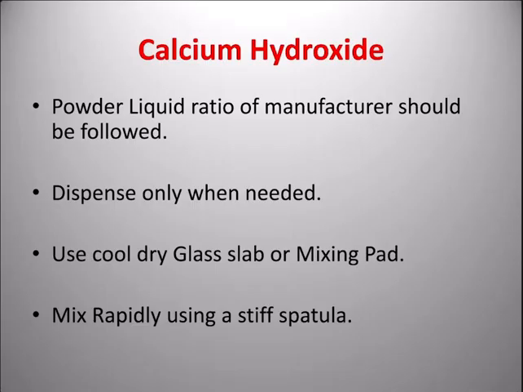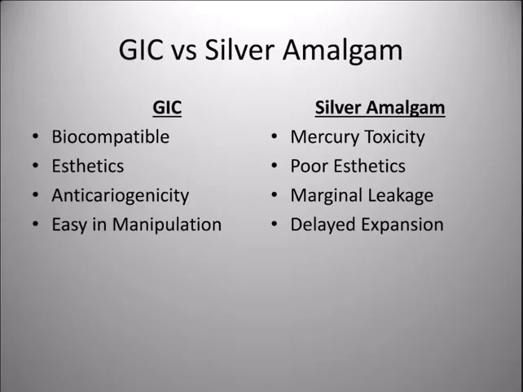Now coming to the powder liquid ratio of the manufacturer, again, according to the company or the brand, it should be followed. Whatever is instructed, you have to follow, whether it is 1:1 or 2:1 or whatever. Dispense only when needed, because in the external environment it tends to set very fast. Use a cool dry glass slab or mixing pad, to prevent the exothermic reaction from interfering with the setting reaction. Mix rapidly using a stiff spatula. So that was with regard to calcium hydroxide cement.